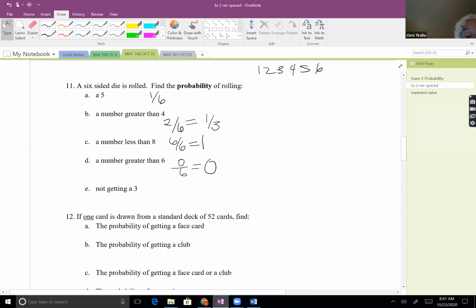What's the probability of not getting a 3? 5 out of 6. We could look at our sample space and realize that 5 out of 6 are not 3, which is perfectly fine. Otherwise, when I see that word not, I always think 1 minus the probability that it does occur. And that would also take me to that 5/6.